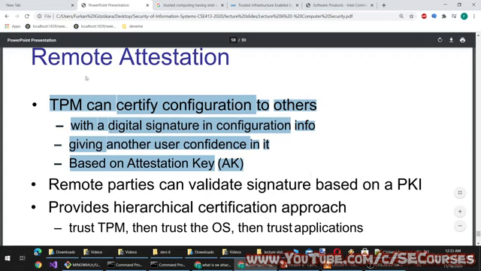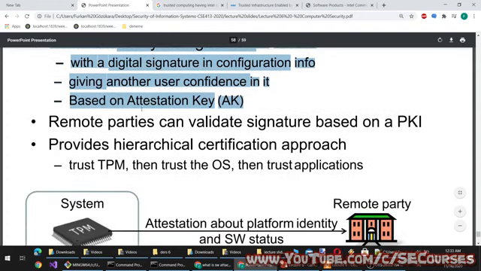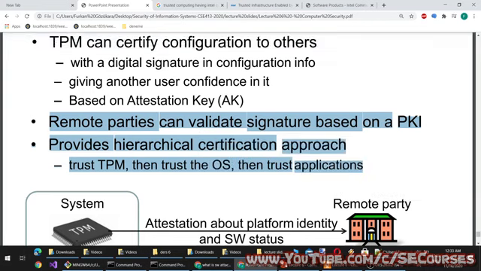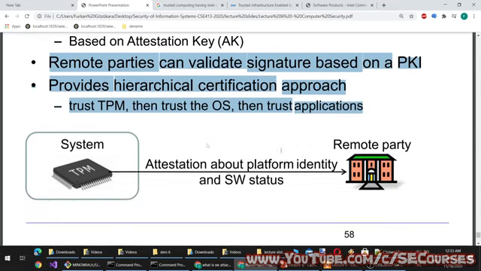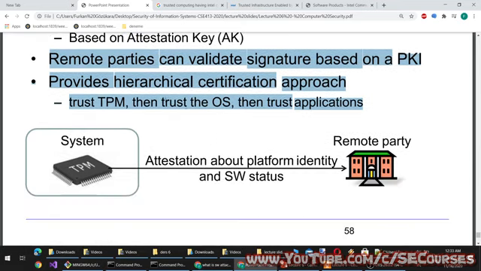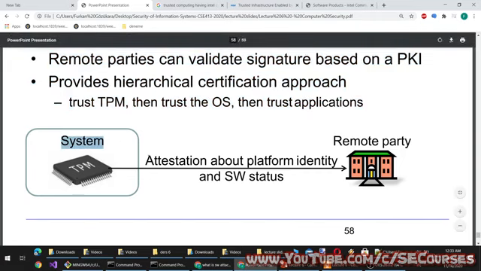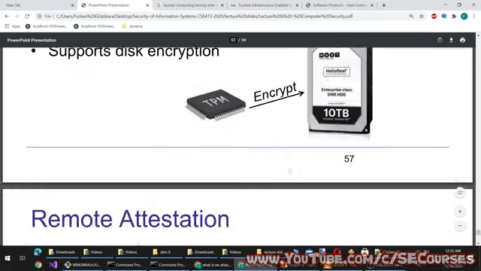Remote attestation. The TPM can certify configuration to others, with a digital signature on configuration info, giving another user confidence in it, based on the attestation key, AK. Remote parties can validate the signature based on a PKI, which provides a hierarchical certification approach: trust the TPM, then trust the OS, then trust applications. Okay, system attestation about platform identity and software status, for the remote party, and so on.